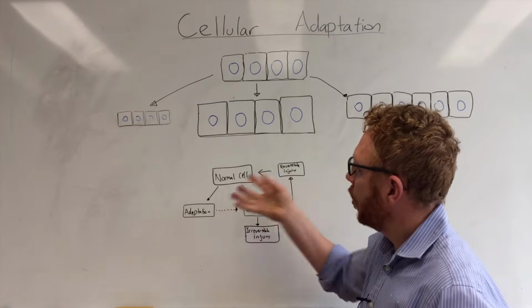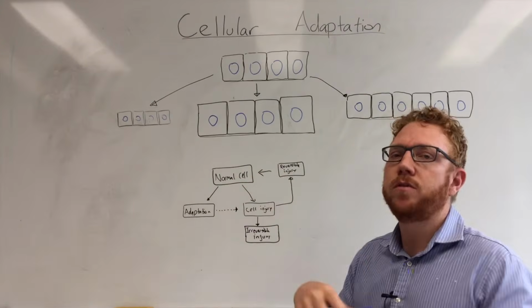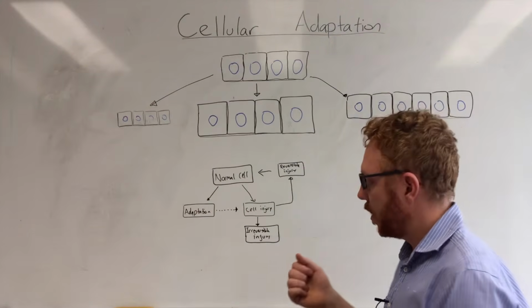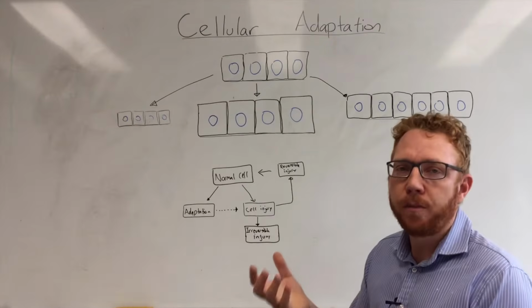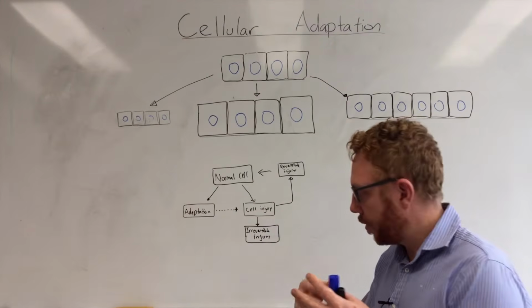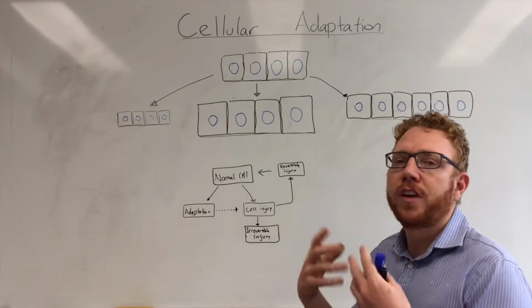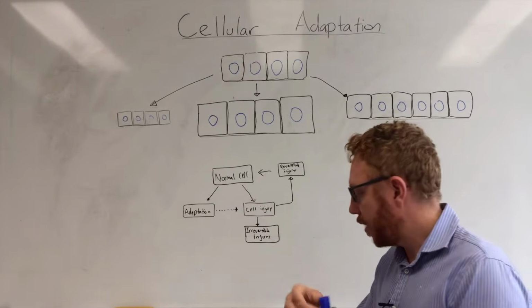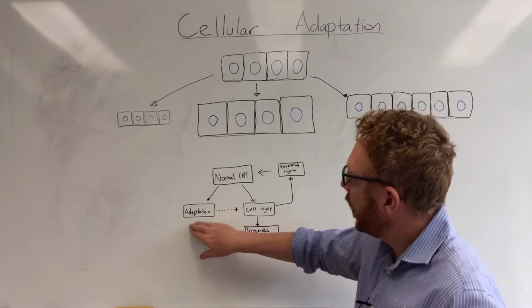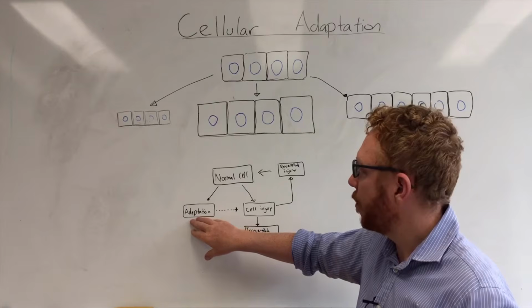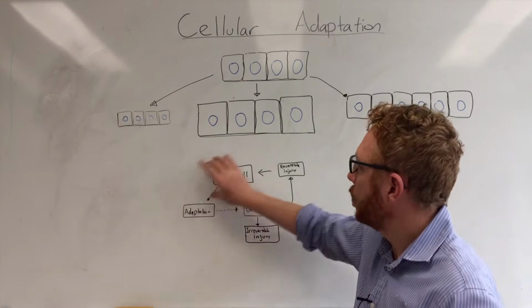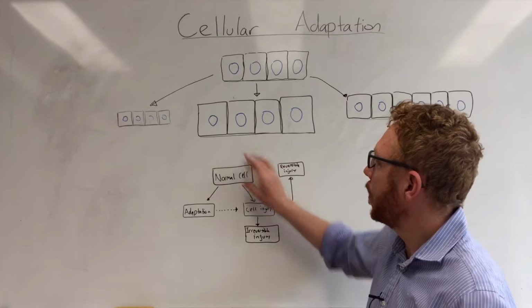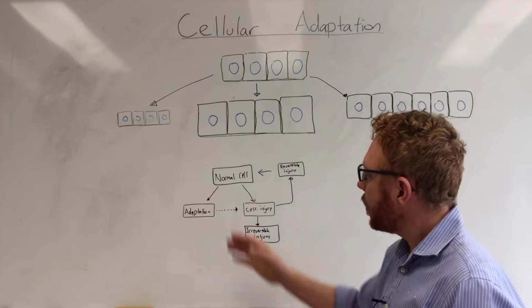So if certain stresses on the cell, such as workload or demands on the cell, hormones, a change in pH, a change in nutrition, exposure to chemicals or irritants or inflammation, the cell needs to adapt to this particular environment. And if it can adapt, it will ultimately go back to its normal homeostatic state.